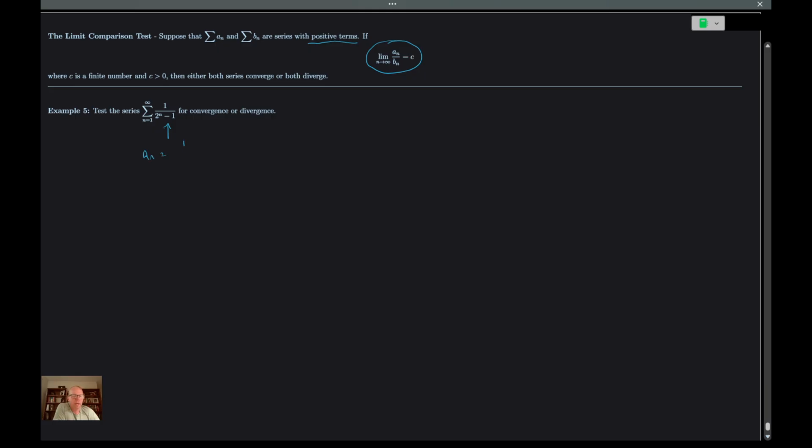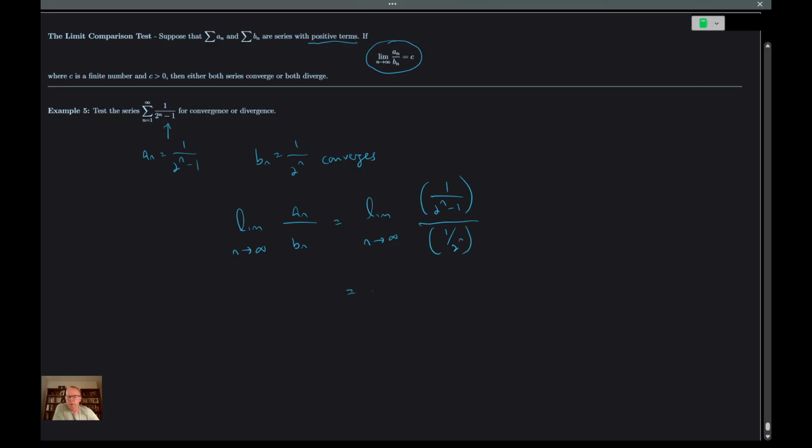We'll call this one a sub n. It doesn't really matter which one you call which. And then what's a series that's similar to this that we know would converge? Let's say 1 over 2 to the n. We know that that one converges. So now we can do the limit test. The limit as n goes to infinity of a sub n over b sub n. So this would be the limit as n goes to infinity of 1 over 2 to the n minus 1, over 1 over 2 to the n.